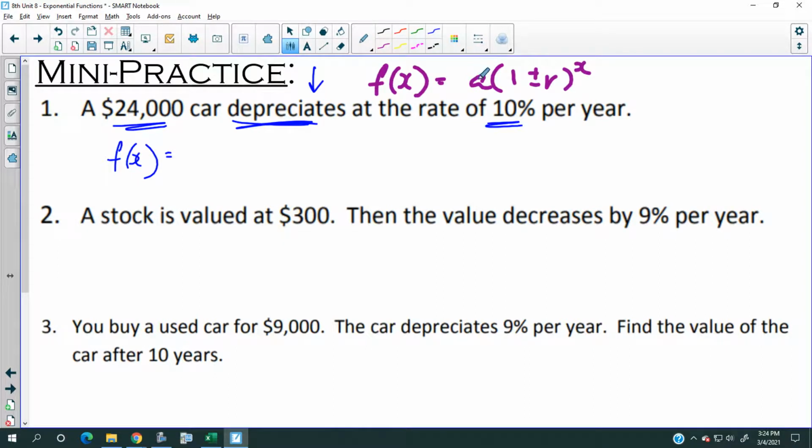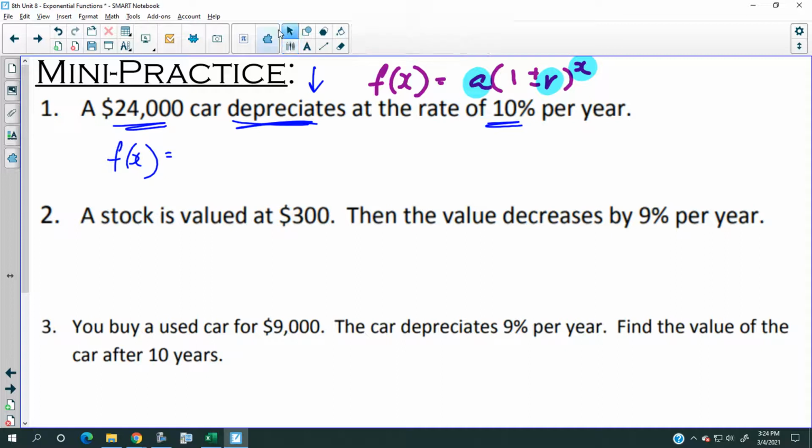Now, we're looking for 3 things. One of the things you guys are probably used to is that in any of these questions, at least for this topic, we're always looking for 3 things, and it's your job to find those 3 things inside the problem. So we have A, we have R, and we have X.